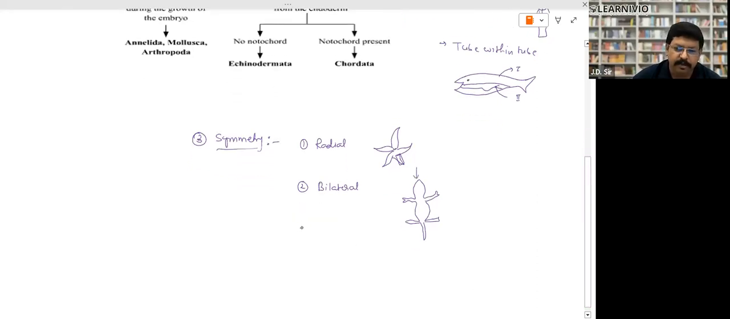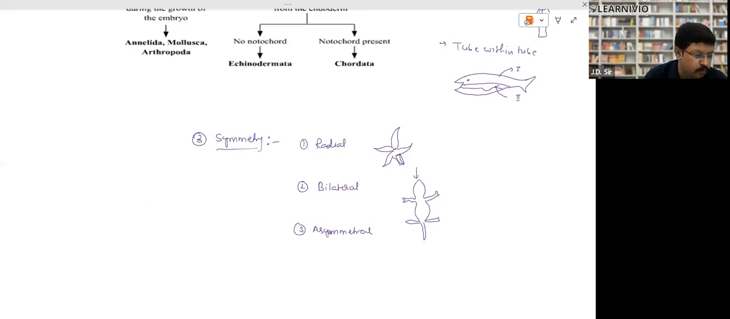And the third kind of symmetry is where symmetry is not found. You can say that is asymmetrical. So the body may be asymmetrical. That is the third criterion for the classification of animals. These are the basic criteria on the basis of which we have classified animals. So that is the symmetry.